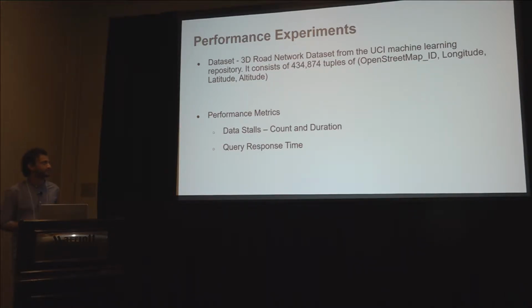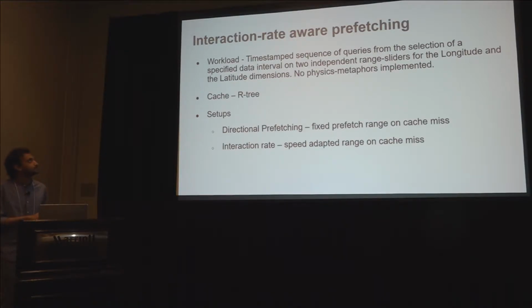The metrics used for evaluation are data stalls, which is basically the time when the UI is stalled waiting for feedback from the backend, and how many times the UI stalls. Whenever the UI stalls for data, that shows up as lag for the user, and then how long those data stalls are. And the second metric is latency, the average query response time. The first workload is a timestamped sequence of queries generated from the selection of a specified latitude and longitude range. And the front-end cache is an R tree.